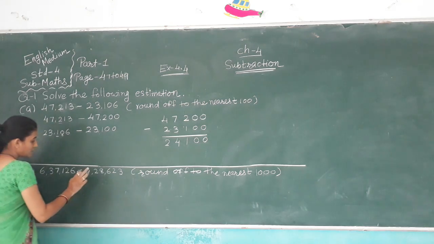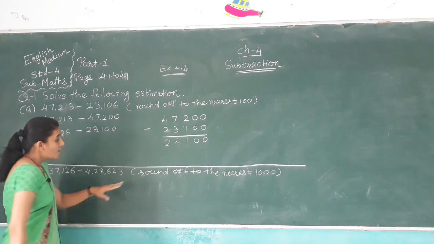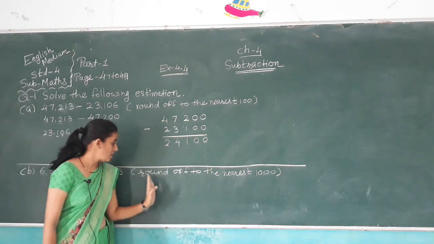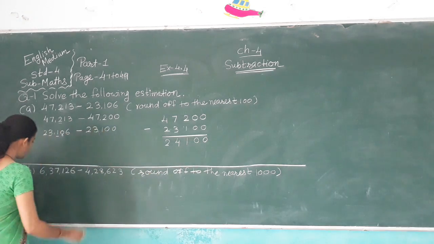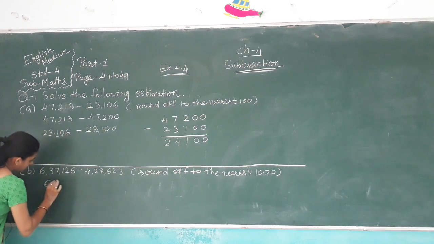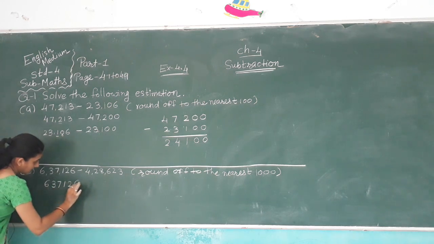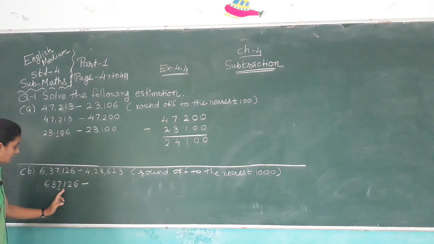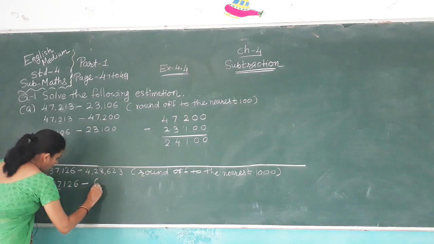Another one. 6,37,126 minus 4,28,623. First we find round up to the nearest 1,000. So 6,37,126. Here the thousands place is 7 and the hundreds place is 1. 1 is less than 5. That means we get answer what?